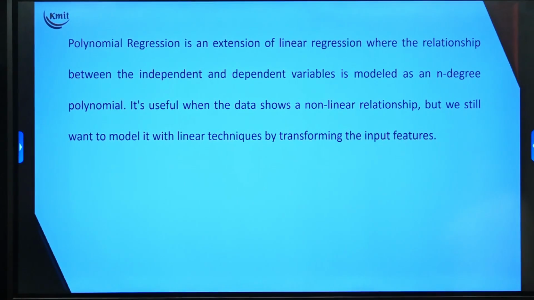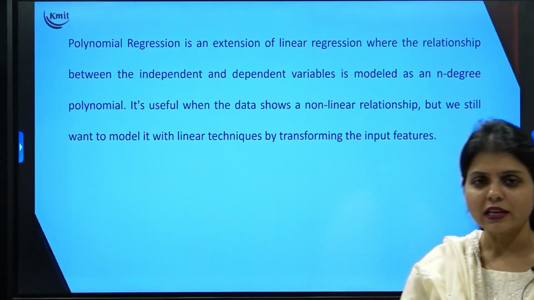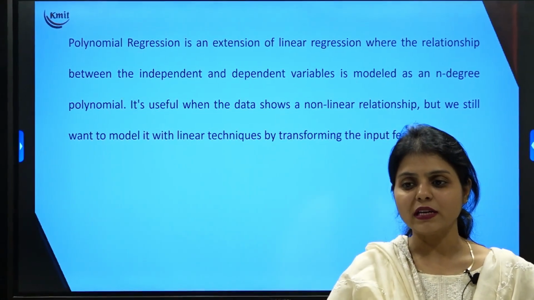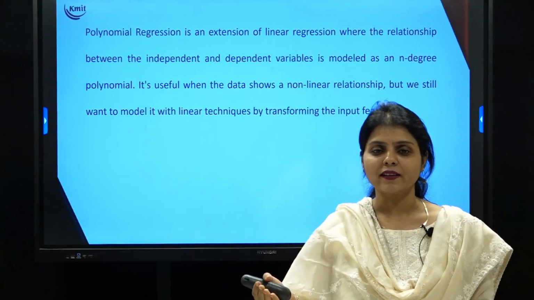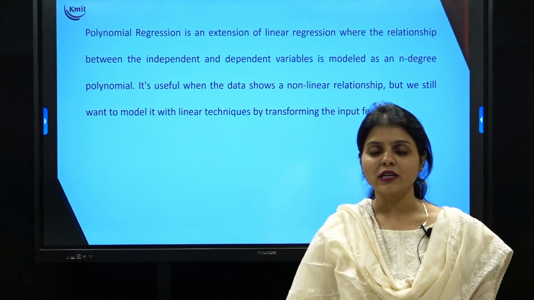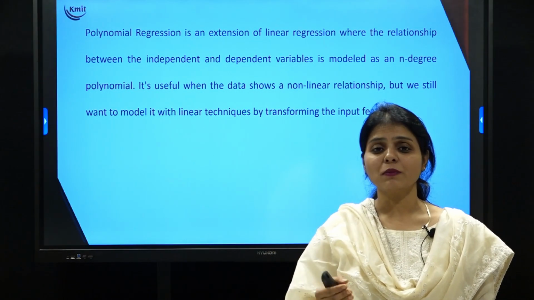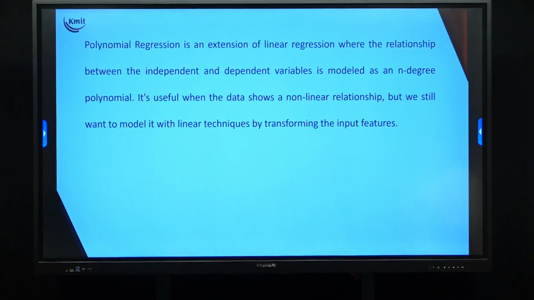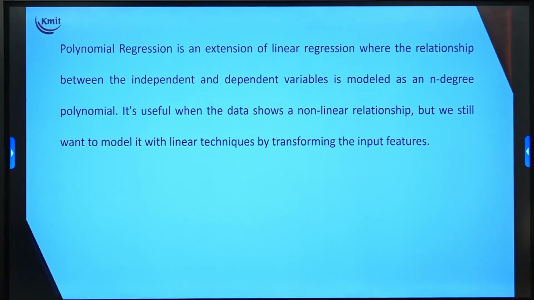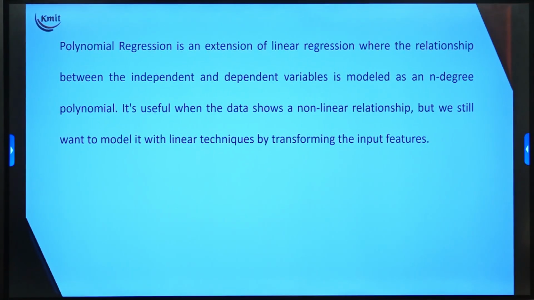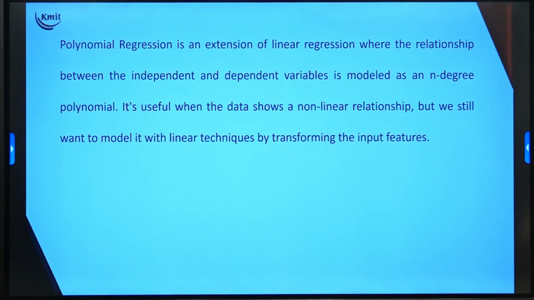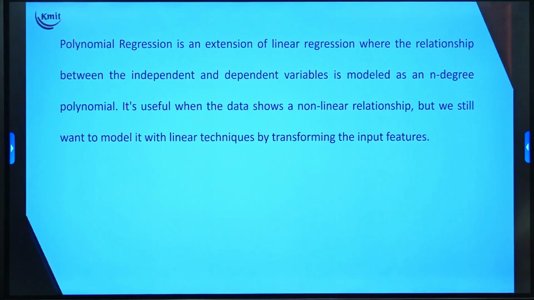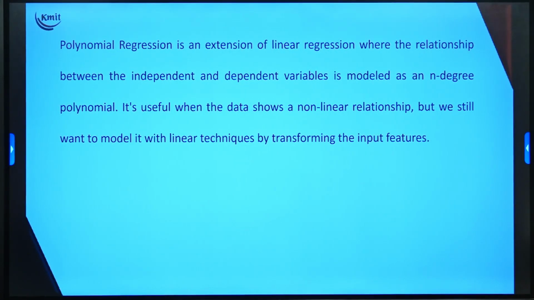Polynomial regression is an extension of the normal linear regression model. In normal linear regression we have linear data, that is, the output depends linearly on the input data. But when you don't have linearity between your independent and dependent variables, that is the input and output, we go for polynomial regression. Polynomial regression is an extension of linear regression where the relationship between the input and output, that is dependent and independent variables, is modeled as an n-degree polynomial. We use this when the data has a non-linear relationship between input and output variables.